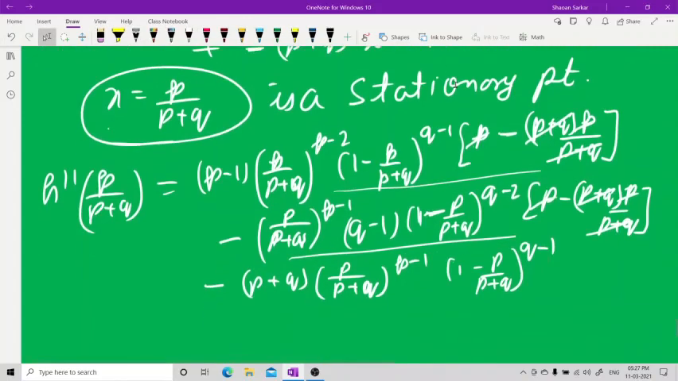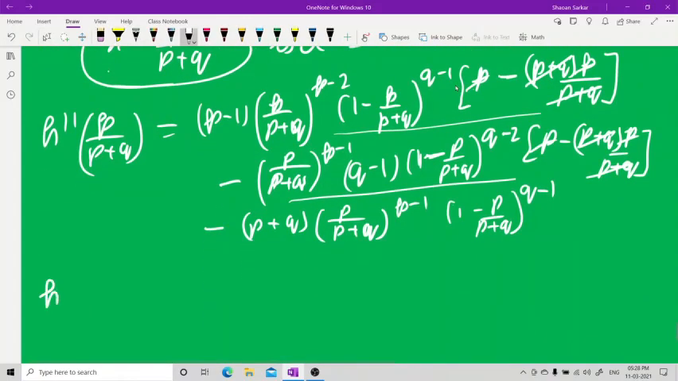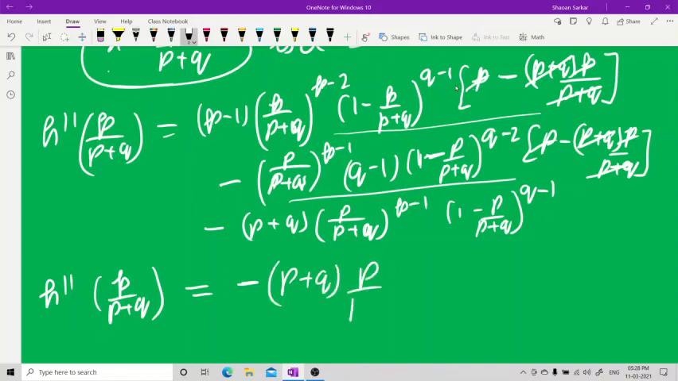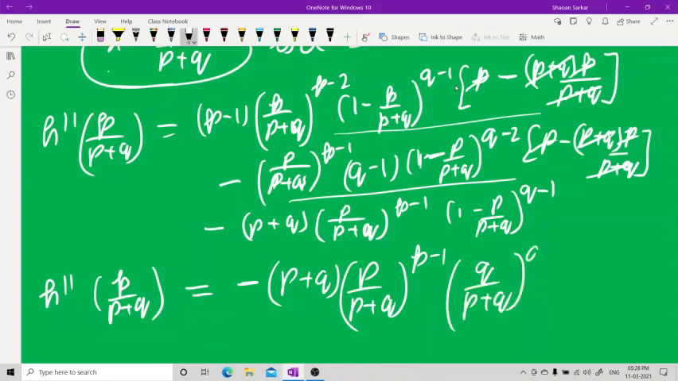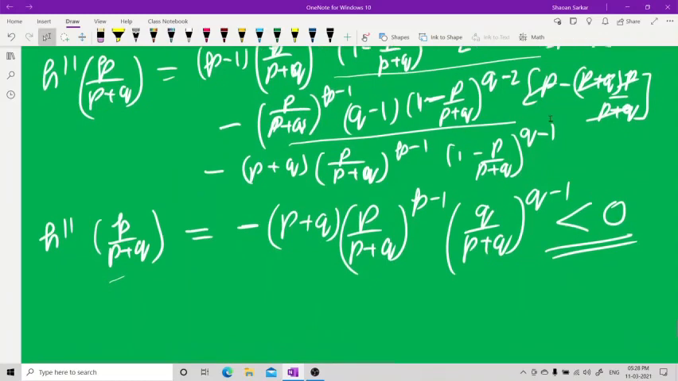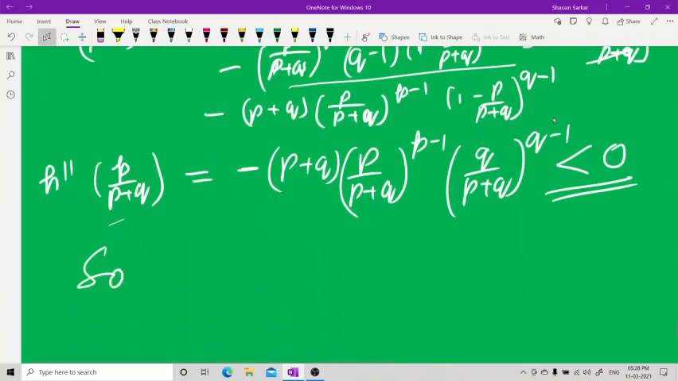What you are left with, what is H double dash X? H double dash P upon P plus Q is minus P plus Q, P upon P plus Q to the power of P minus 1, and then you will have Q upon P plus Q to the power of Q minus 1, and this whole thing is negative. So X equal to P upon P plus Q is a maxima.